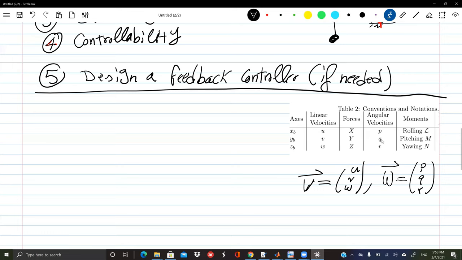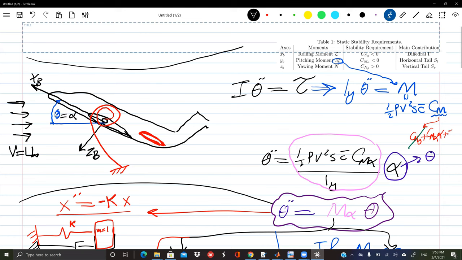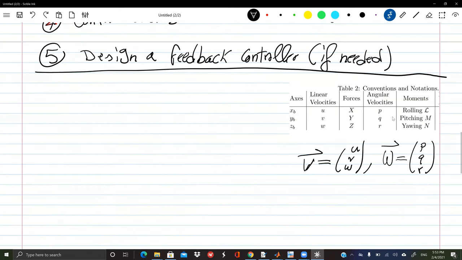In this sense, since Q is the pitching angular velocity, my omega about the y-axis, how does it relate to theta here? What's the relation between Q, which is the pitching angular velocity, and theta? Anybody can suggest? Theta dot. Exactly, right? Q is d by dt of theta. I'm just saying this so you are not timid when you see these. They are nothing new. It's just the rate of change of our angles, okay?